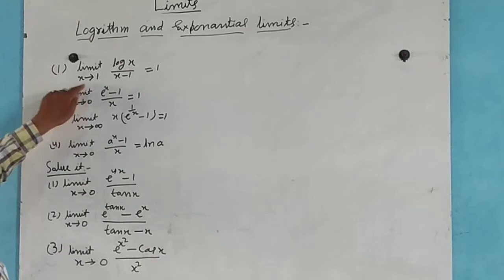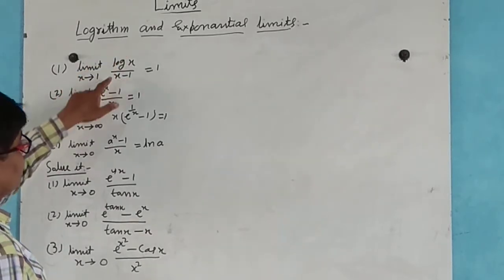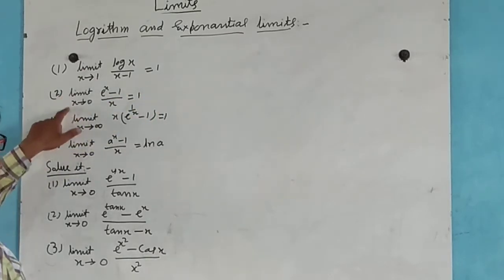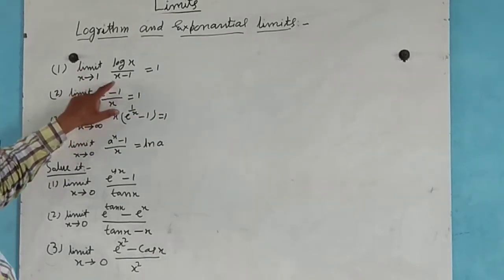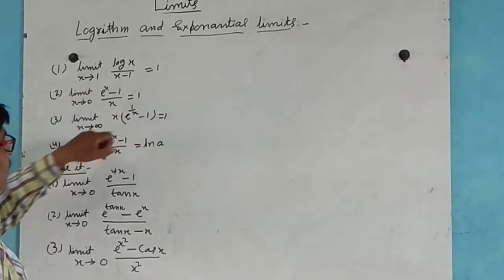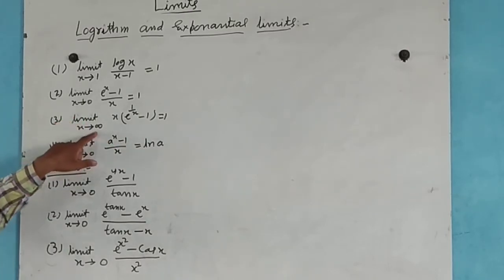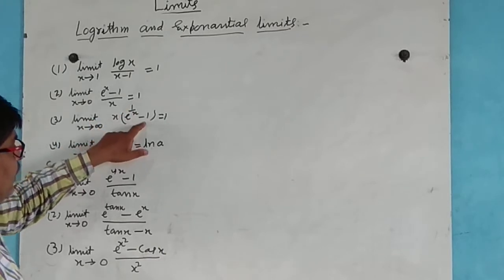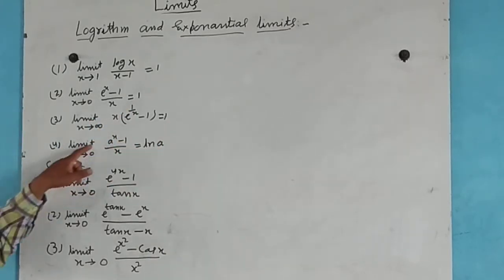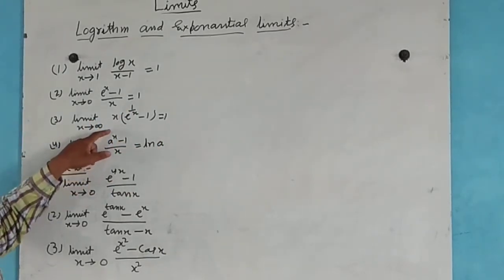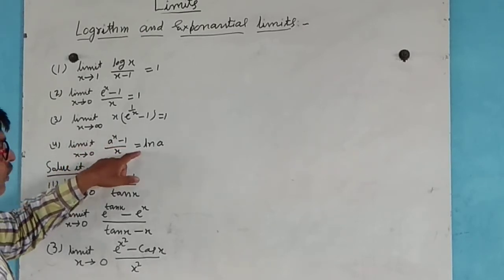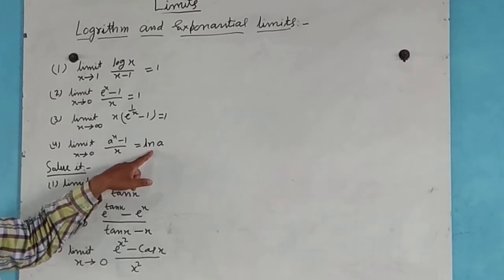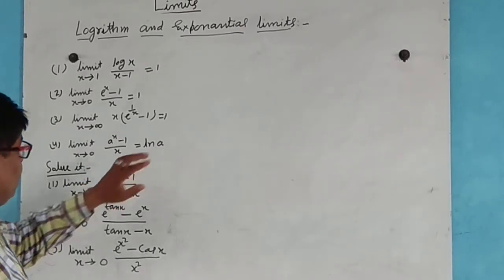Here limit x tends to 1, log x divided by x minus 1 equals 1. Limit x tends to 0, e to the power x minus 1 by x equals 1. Limit x tends to infinity, x times e to the power 1 by x minus 1 equals 1. Limit x tends to 0, a to the power x minus 1 by x equals log a. ln represents log a.